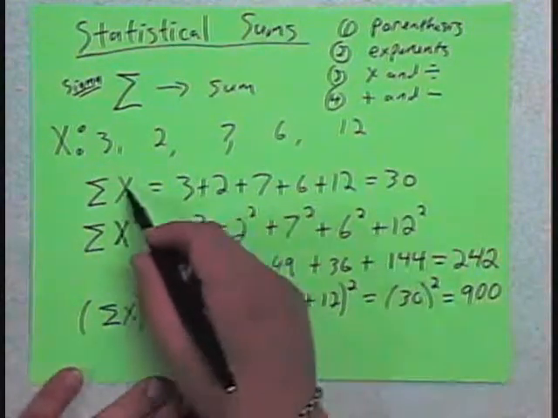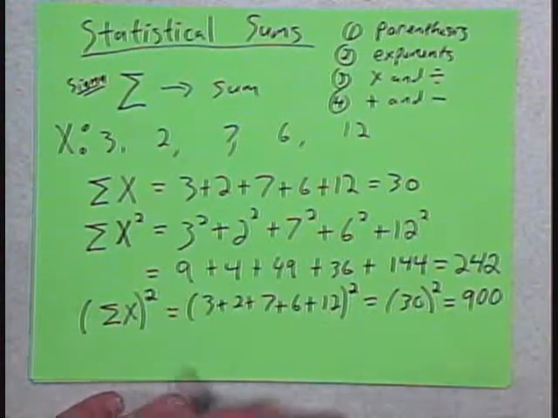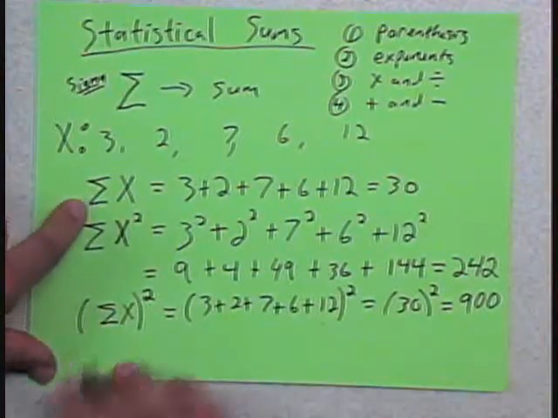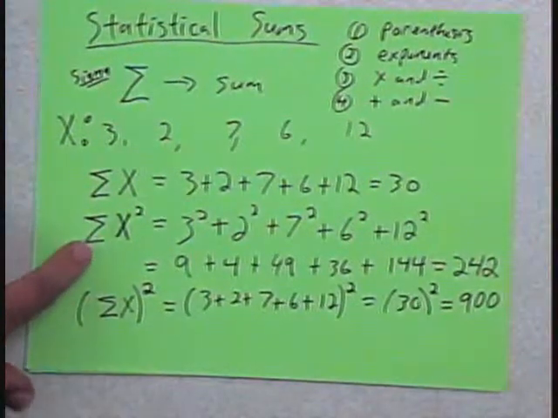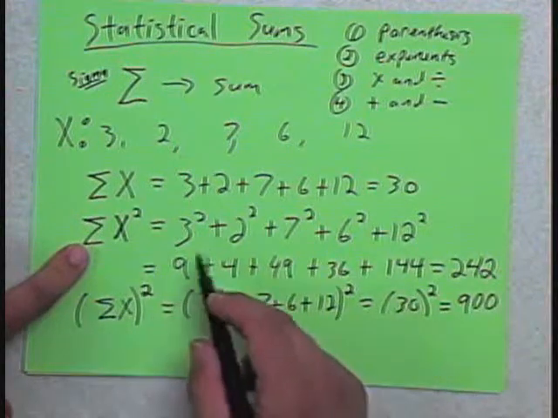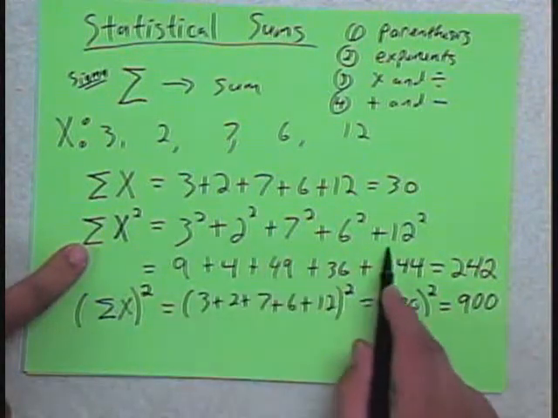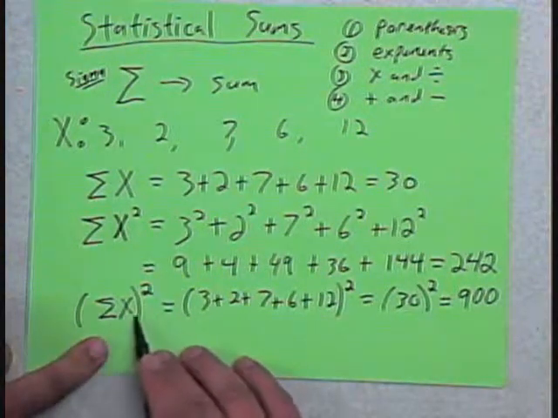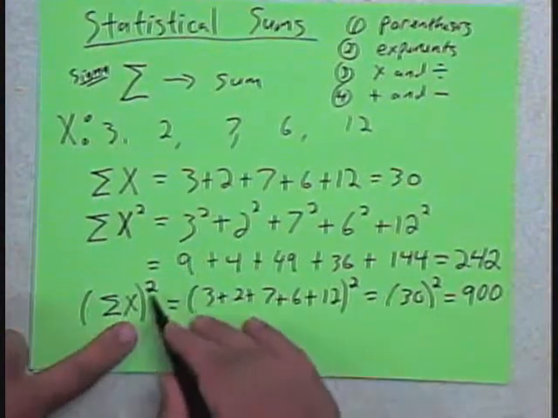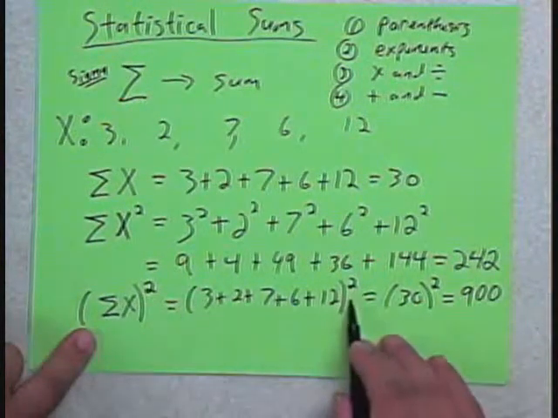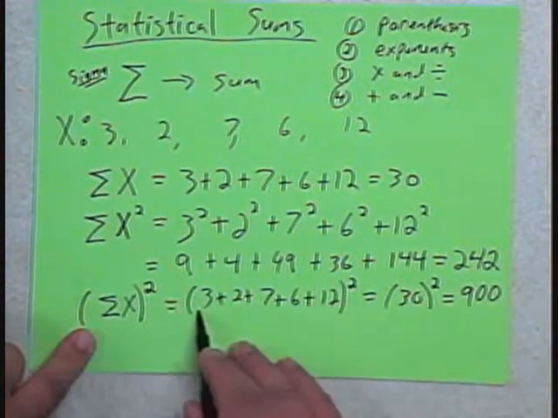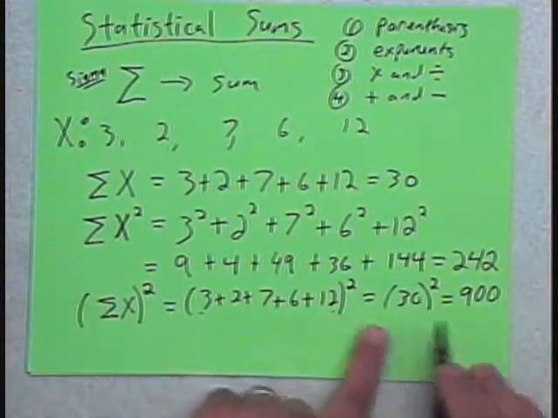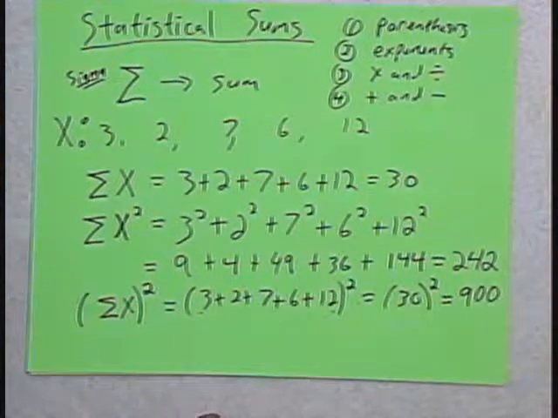Okay? So these are really the 3 basic sums that are going to get used over and over again in our different formulas. The sum of X is just adding the numbers together. The sum of X squared is where you square the numbers first and then add them together. And then this is the sum of X quantity squared. What that means is, inside the parentheses, add up the X first, take that quantity, and then square it, and then you're going to get that number.